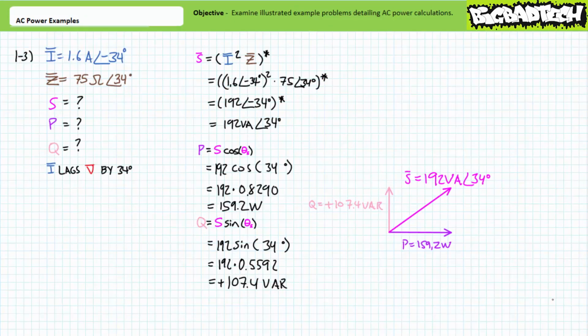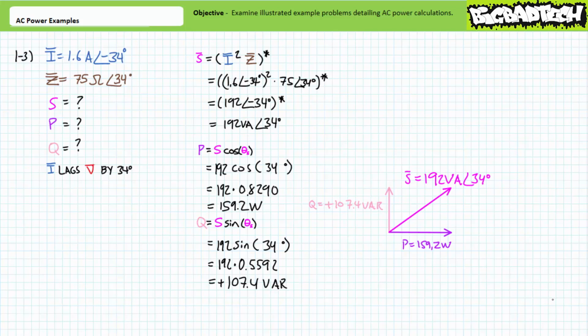For our third example problem, we've been given a current of 1.6 amps at an angle of negative 34 degrees, an impedance of 75 ohms at an angle of positive 34 degrees, and are being asked to solve for the resultant apparent, real, and reactive power. In this scenario, we've been explicitly told that current phase shift has been referenced with respect to voltage as required.